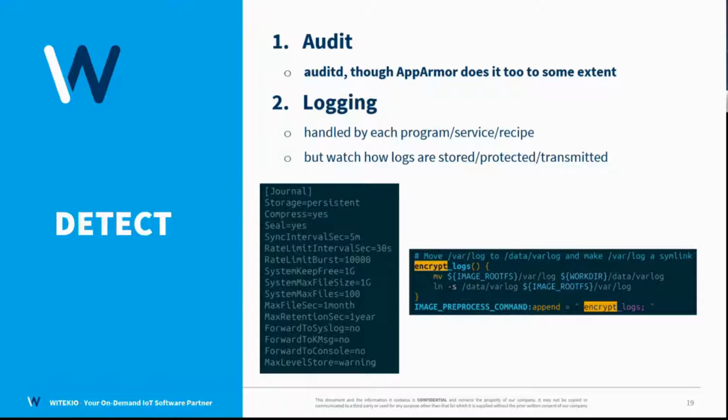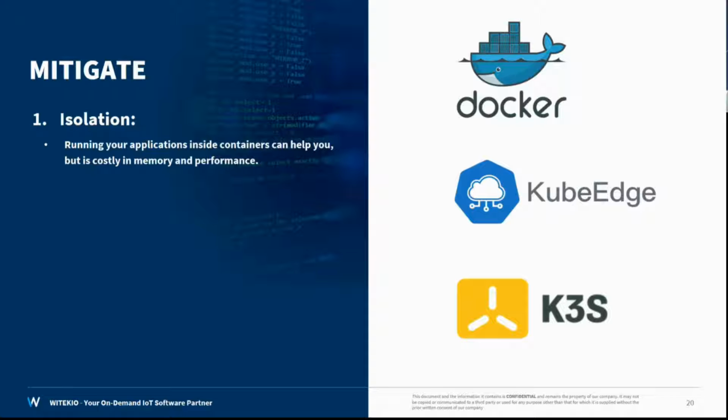And on the right, you have a sample extract of a Yocto recipe that will allow you to move your logs from the standard location to a location inside the encrypted partition, so they're also protected, of course. And if all you have alongside your encrypted partition is authenticated, that will allow you to write them simply. So we're done with the detect part, and we'll move to mitigate.